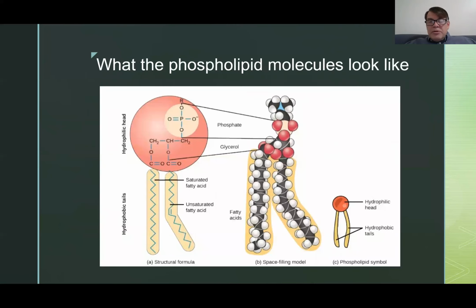Okay, so here's a breakdown of these phospholipids. So there's the ball. The balls have a phosphate, remember PO4 with a -1 charge. So you've got phosphate at the top. These are three different ways of diagramming it. This is the simplest way of diagramming it.